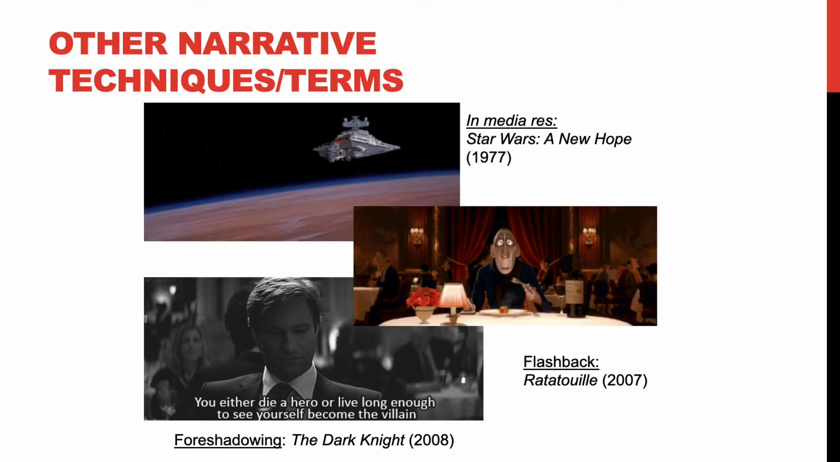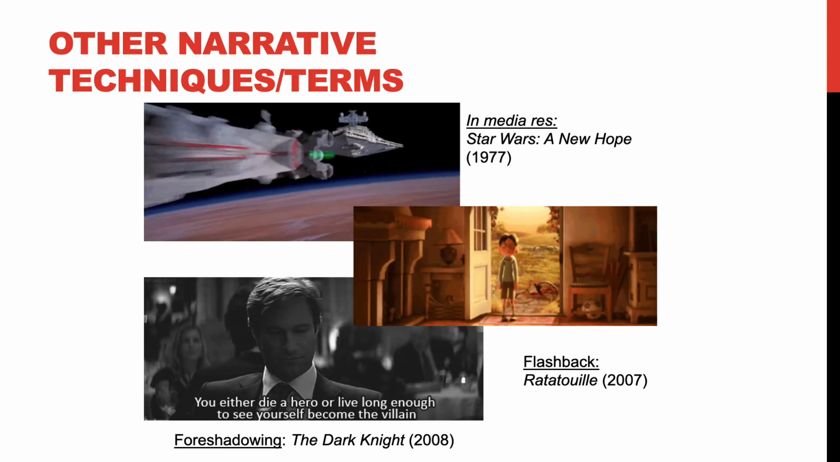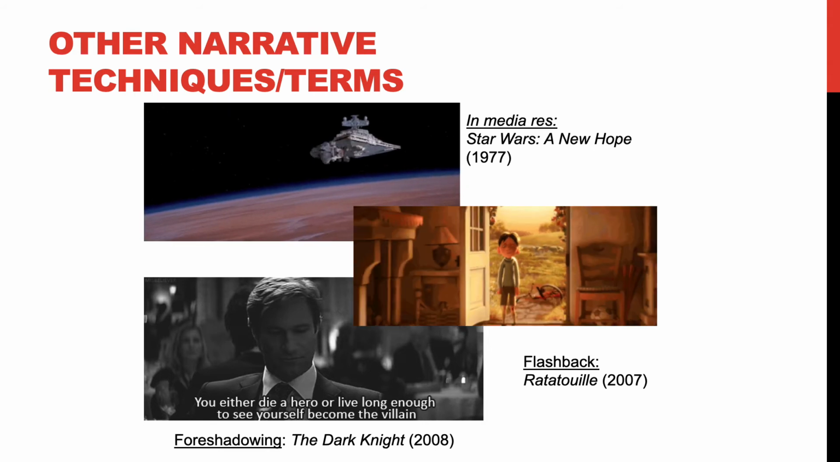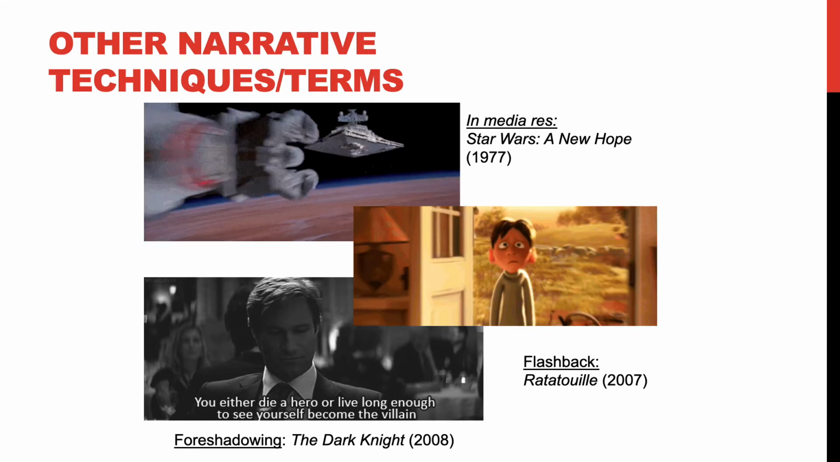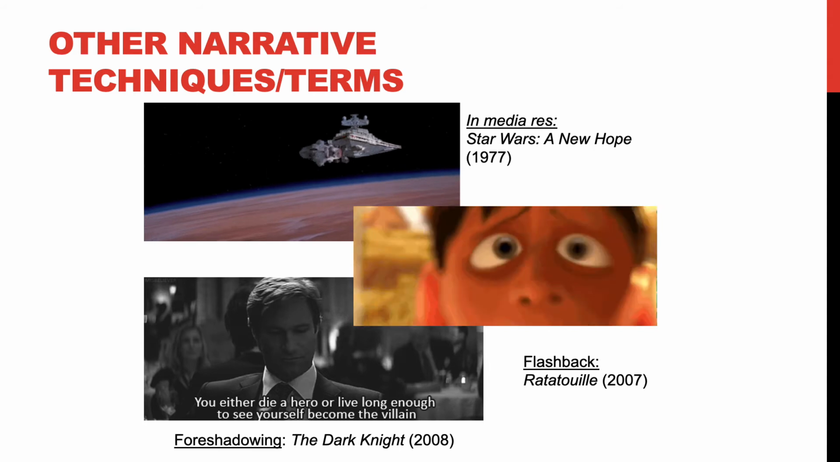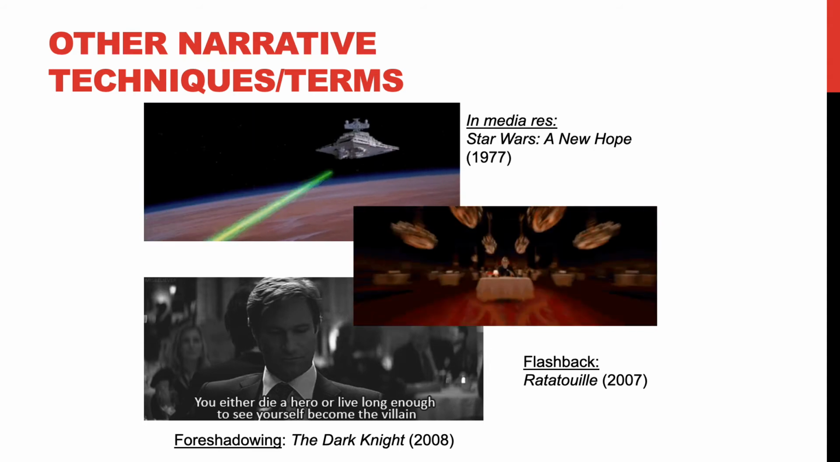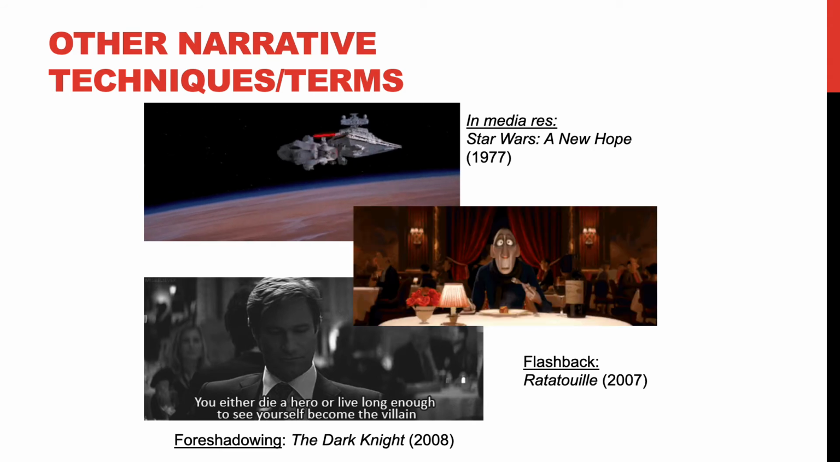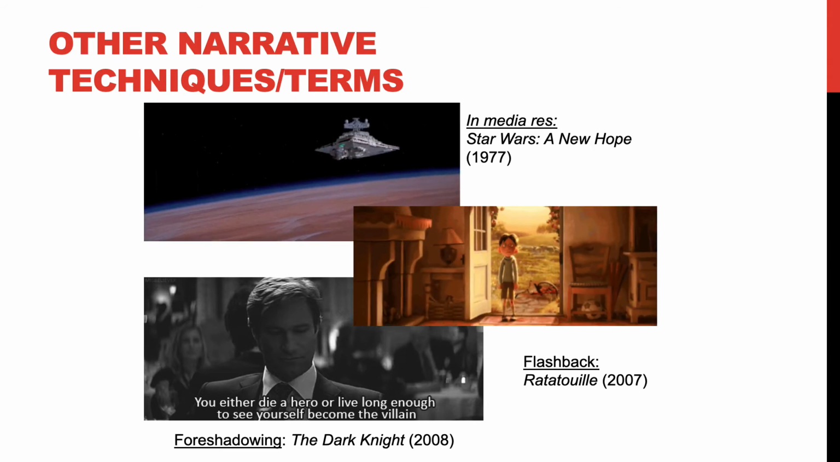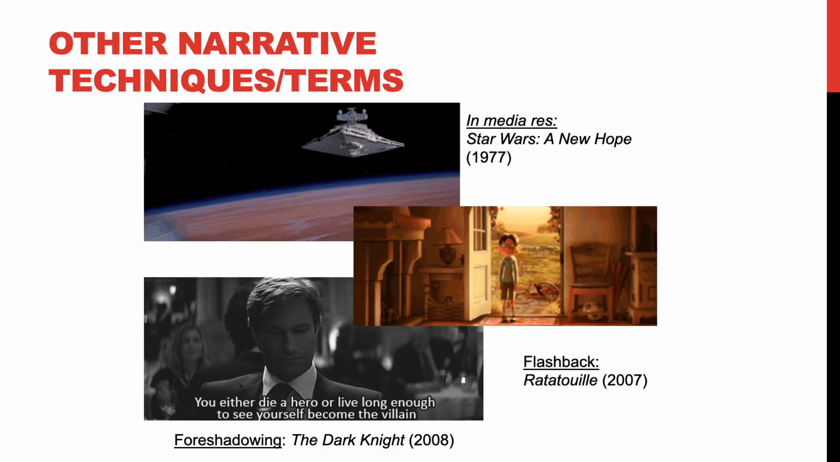And in the third example here of foreshadowing, I have The Dark Knight, where we have the character Harvey Dent saying, "You either die a hero or live long enough to see yourself become the villain." This is an exact example of foreshadowing, because that's exactly what happens to Harvey Dent. He does become the villain by the end of the film.